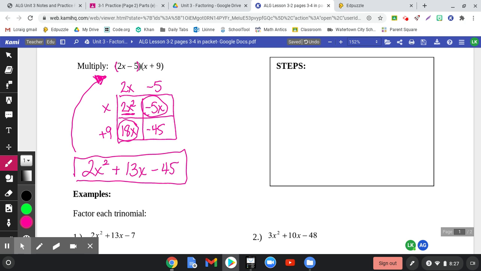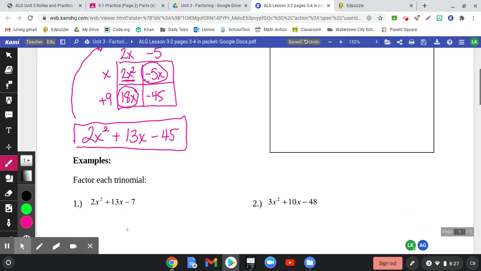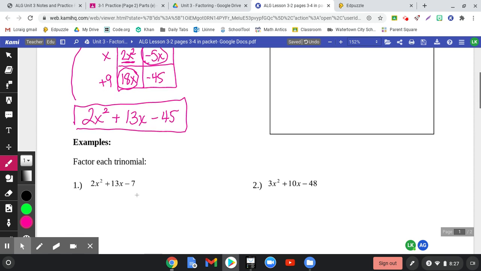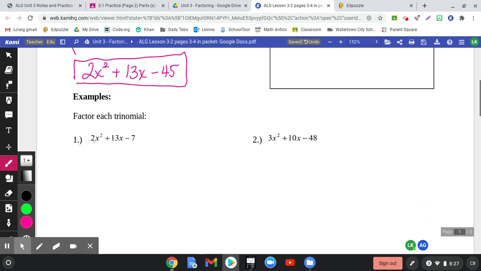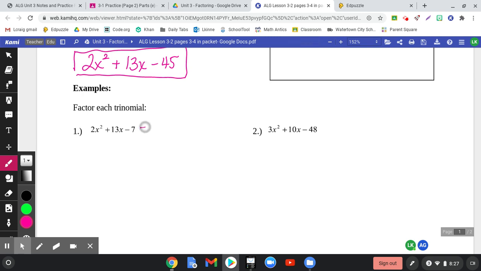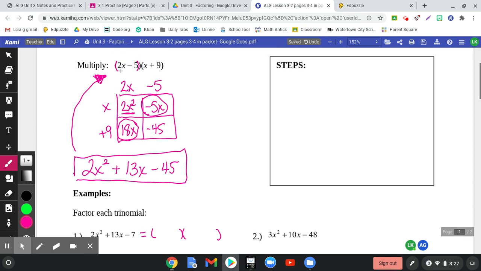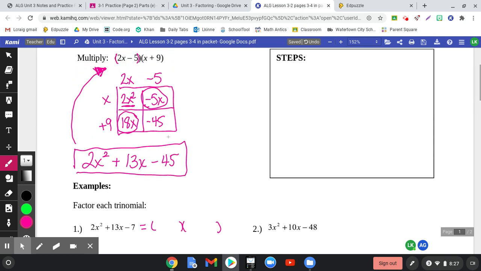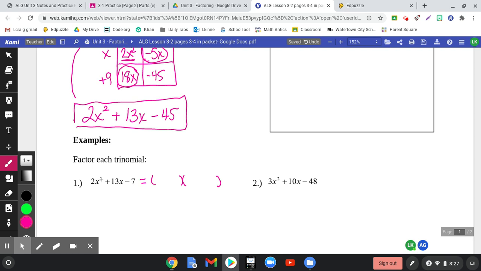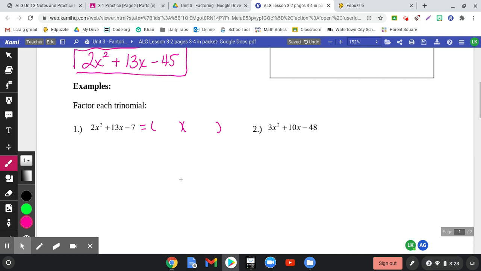All right, so let's just take a look at the first example. It says factor each trinomial, and then we'll add the steps as we go. Well, there's no GCF, so I know my answer is going to be in this form. Now if you look, the first two terms multiplied together give you the first term, and the last two terms multiplied together give you the last term. It's just a matter of where they go. So I can tell right away there's going to be a 2x times an x as my first two terms, but let's wait and see how that's going to play out.